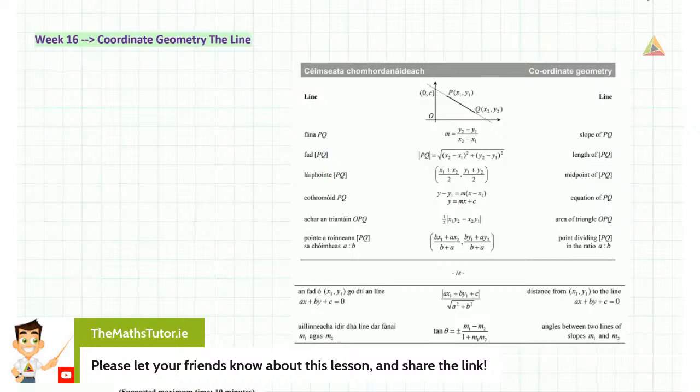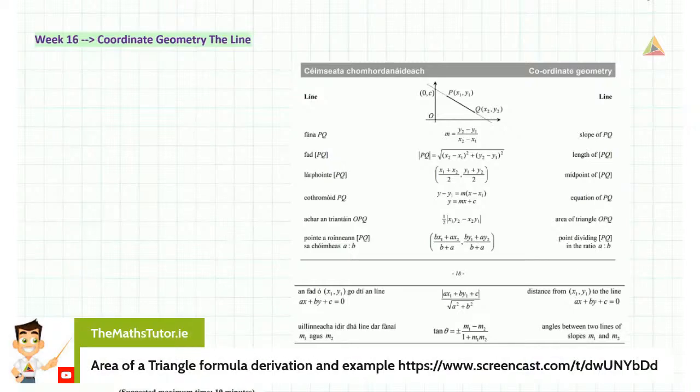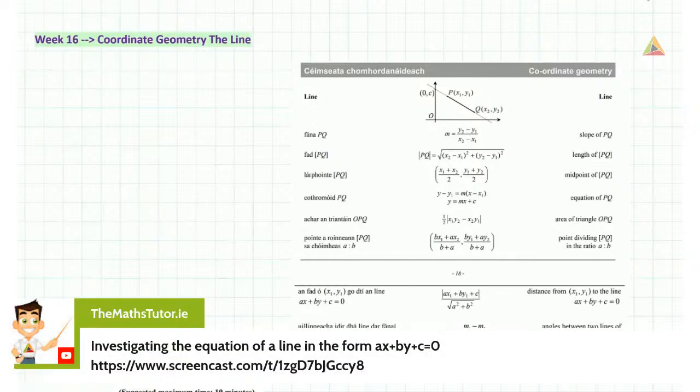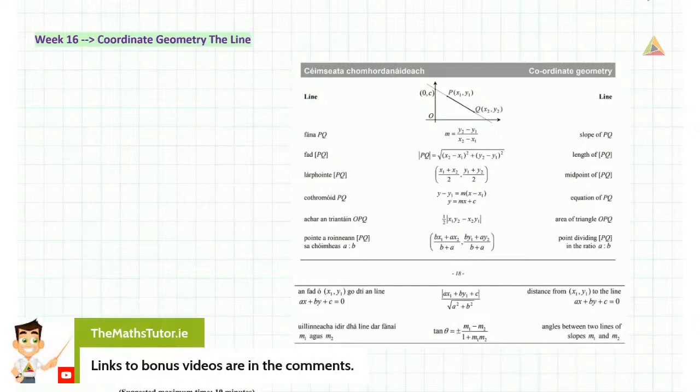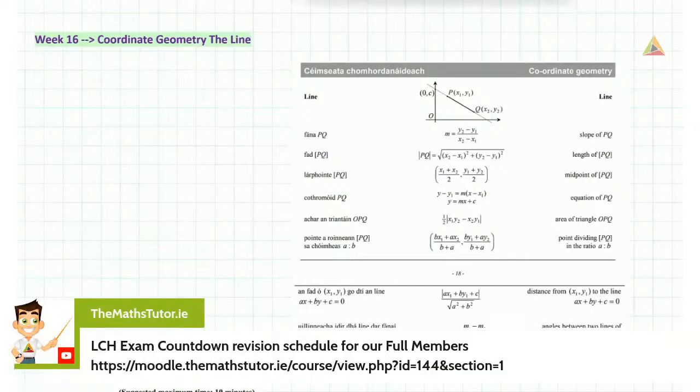So the two videos this week, for any of you that are non-members: the first one is looking at the area of a triangle formula, where the formula comes from, the derivation of it, and some examples. And the second one looks at a line in general form, ax plus by plus c equals 0, and it investigates the slope and the y-intercept and goes through a couple of examples also. So hopefully you find those of some use to you. And we're just going to jump straight in.